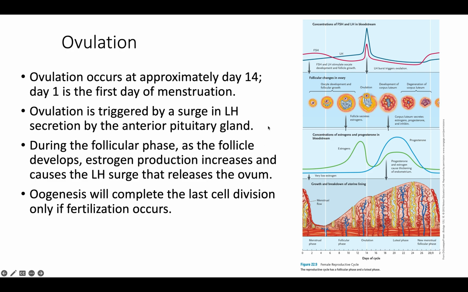All right, again, ovulation is triggered when we have a surge in LH and FSH. This happens by the anterior pituitary gland. And then we also have the follicular phase here, which is when the follicle is growing and developing, which is going to secrete estrogens just prior to that follicular rupture, which is the actual ovulation event, right? And the last cell division of oogenesis only occurs if fertilization occurs. If no sperm are present, fertilization does not occur, that last stage of oogenesis does not complete, it will not embed in the uterine lining, and again, the uterine lining will be sloughed off.